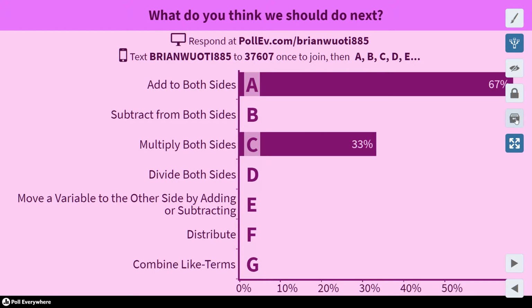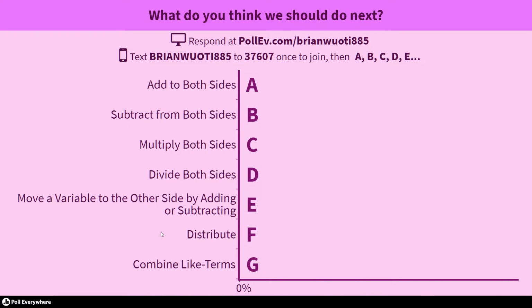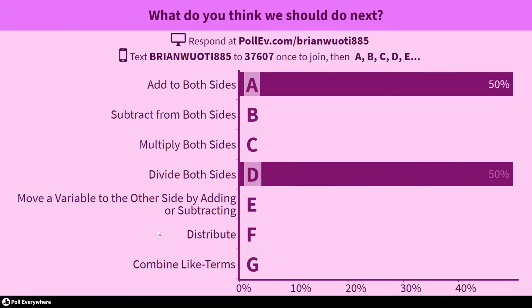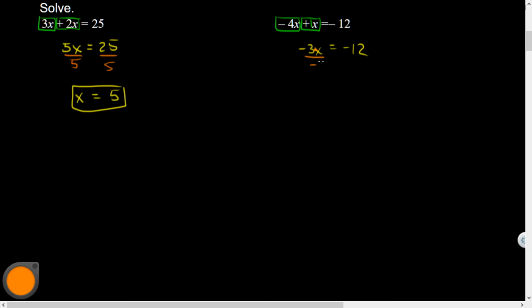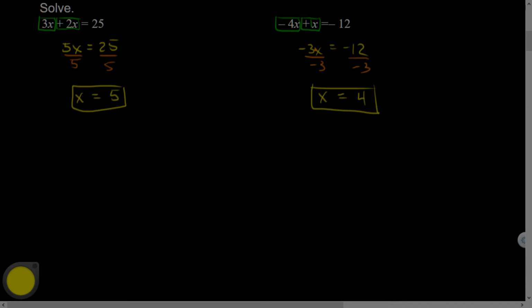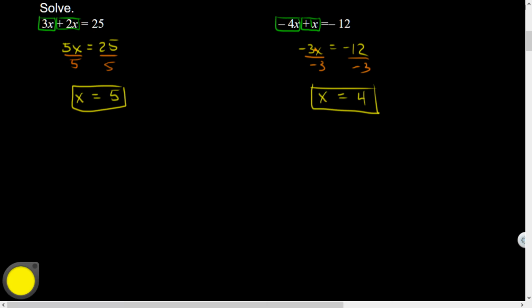Does anyone want to change their results? How do I undo multiplication? Undo multiplication. Yes. We're going to divide both sides by negative 3. The minus signs cancel out. The 3's cancel out. I'll get x by itself. Negative over negative is positive, and I get x equals 4. All right. So those ones are ones where sometimes you're going to have to simplify by combining like terms.